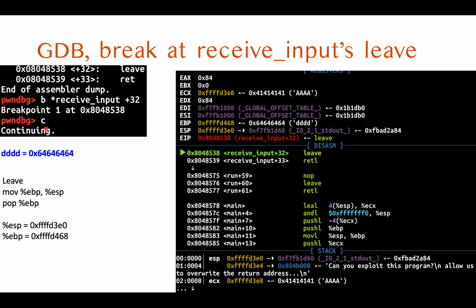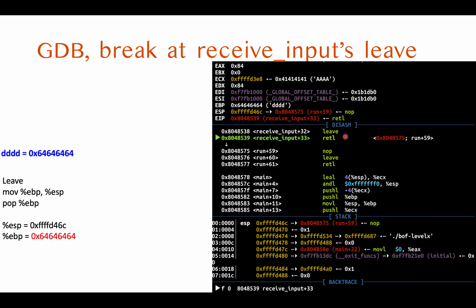So not the continue, actually. If you run the next instruction, then it will stop at the return instruction. And then we can check how the value has been changed. Because we put the saved EBP as 0x64646464, after running the leave instruction, the value of the EBP will be 0x64646464.